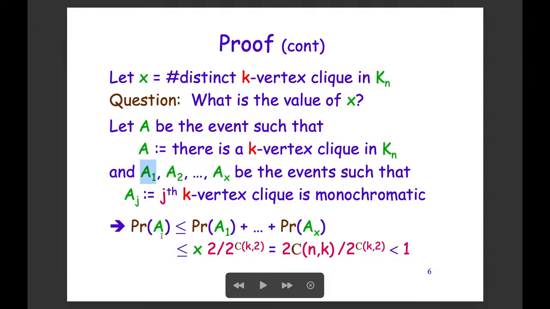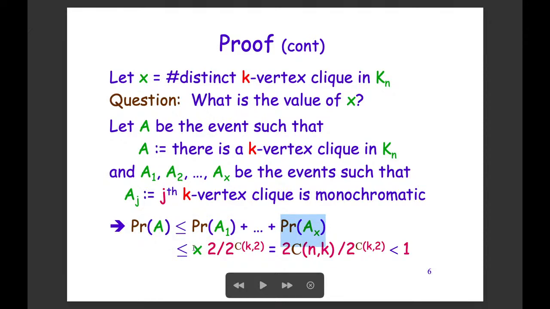Now the probability of big A is the probability that there is a k vertex monochromatic clique. For this to happen, either A1 happens or A2 happens or A3 happens, and so on. So A is equal to A1 union A2 union A3 up to union AX. And by union bound, this probability is less than or equal to the summation of all these probabilities. Each one of them is symmetric, so the chance of A1 to occur is equal to the chance of A2 to occur, and so on, up to the chance of AX to occur.